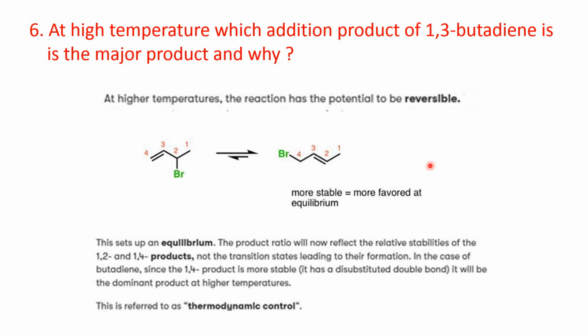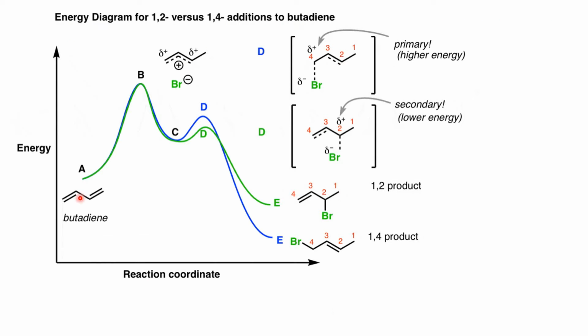Then this reaction is governed by the stability of the product, not by the stability of the intermediate, or not by the energy of the transition state or activation energy. And this is referred to as thermodynamic control. Now let's see here. So this is 1,3-butadiene. Rate determining step is the protonation. Then this carbocation is formed.